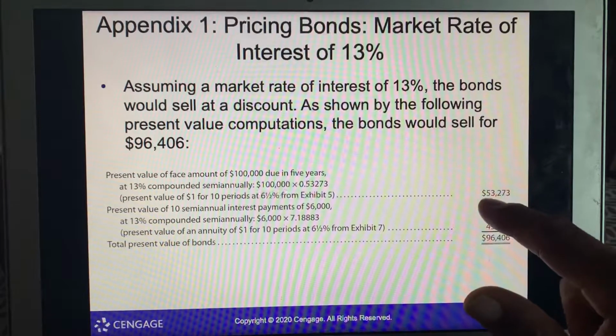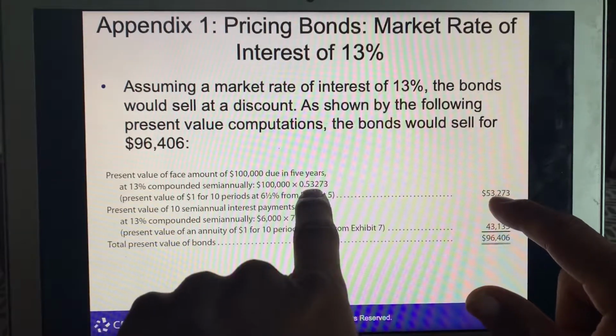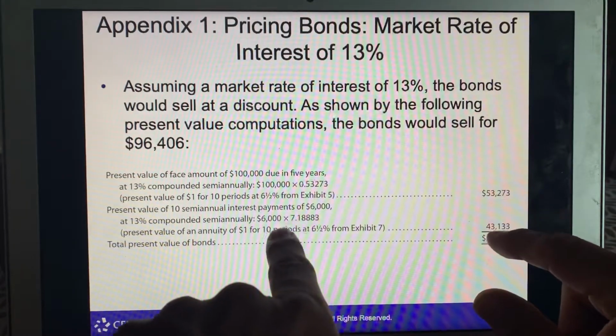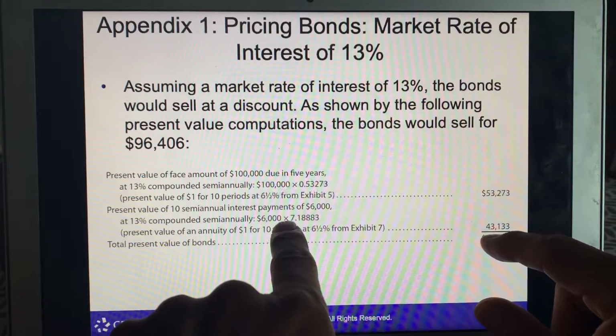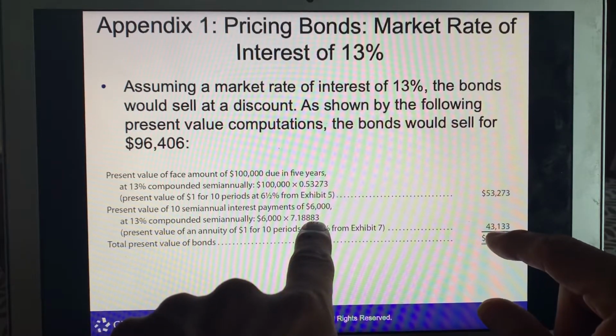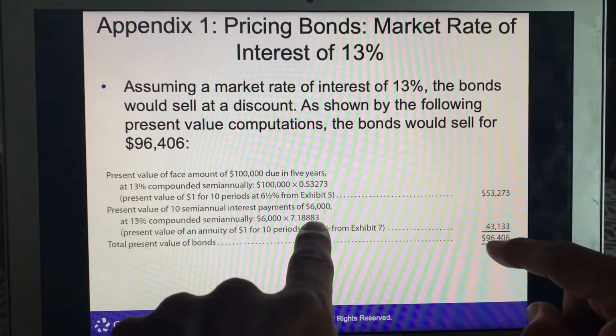So 100,000 times 0.53273 will be again 53,273. And then the remaining 6,000 will be times 7.1883, which will be 43,133, for a total of 96,406.